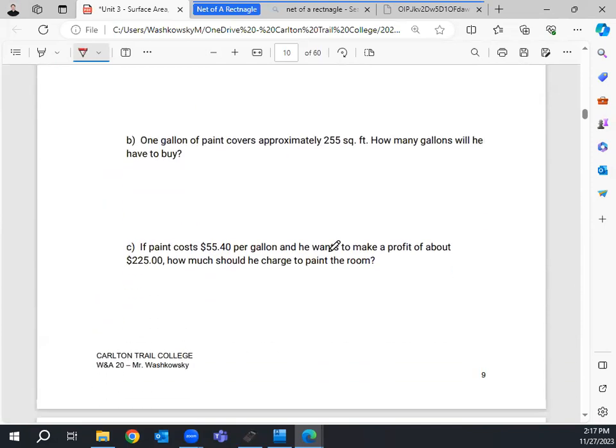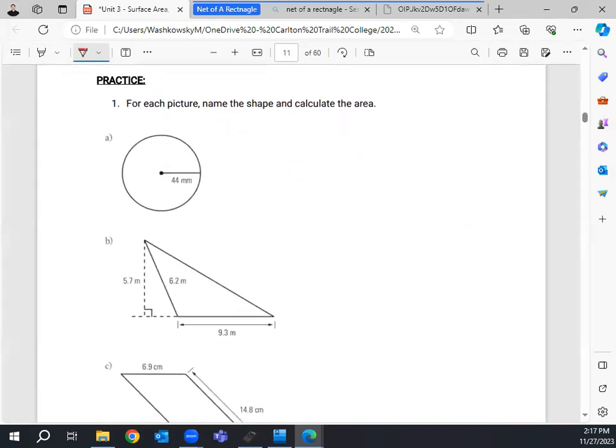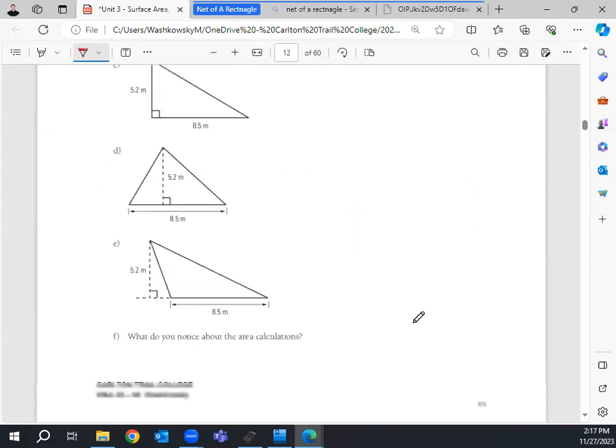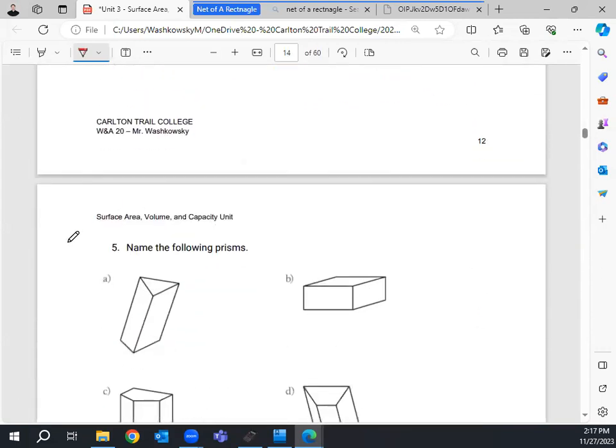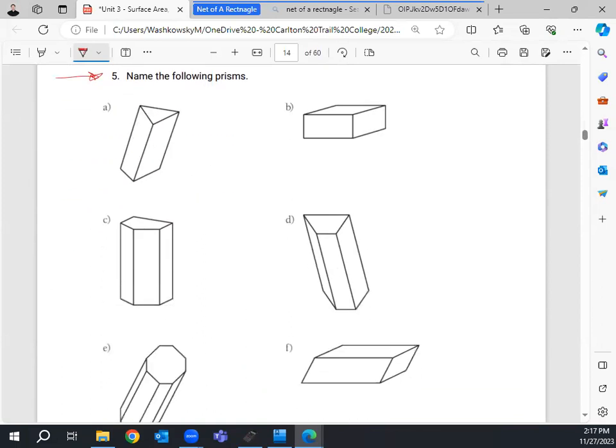So I'll give you guys some time to practice here. Well, you can try question 5. If you're not sure, that's fine. Again, I'm not going to test you guys on the names of it. That's okay. It's just helpful to have the vocabulary. So don't worry too much about question 5.